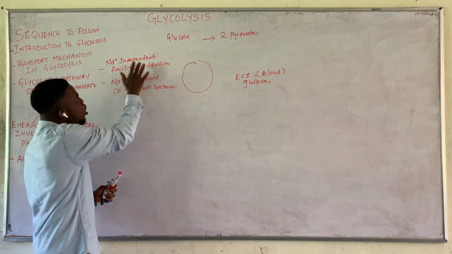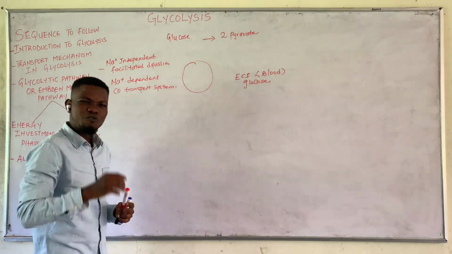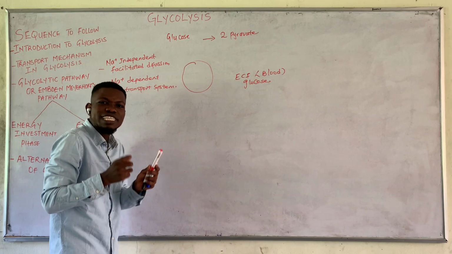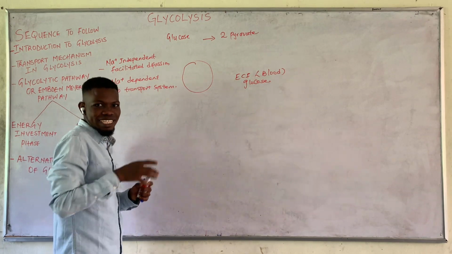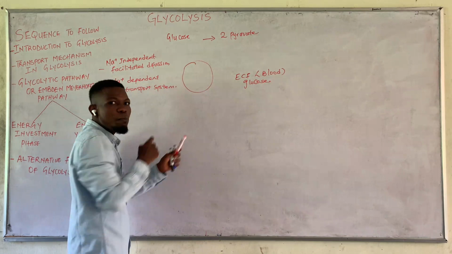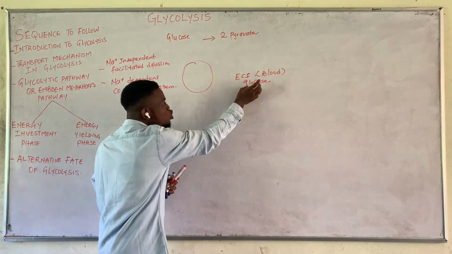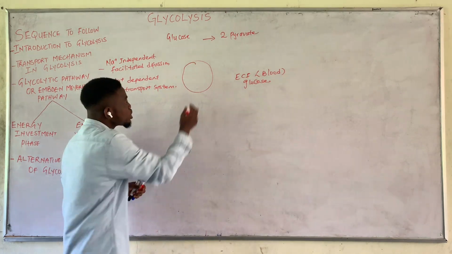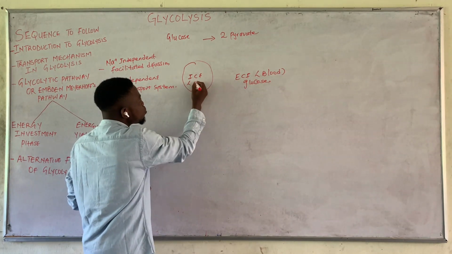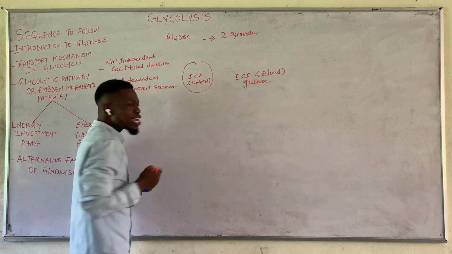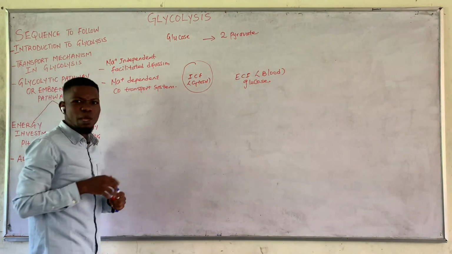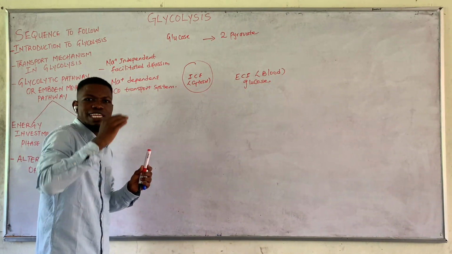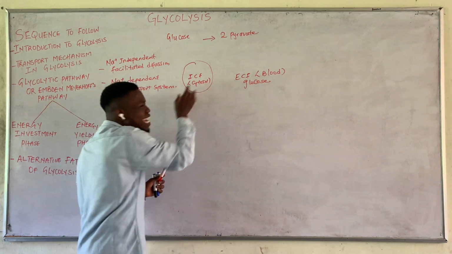So the first one is sodium independent facilitated diffusion. Now, from the word facilitated diffusion, what does that mean? Facilitated diffusion is a type of diffusion that requires assistance. So there are molecules that assist the glucose to diffuse into the cytosol of the living cell, which is the intracellular fluid. So in the sodium independent facilitated diffusion, there are some molecules that will diffuse the glucose inside the cell.